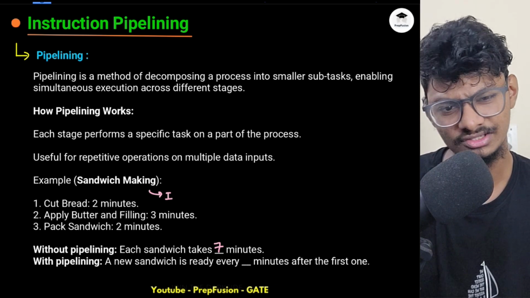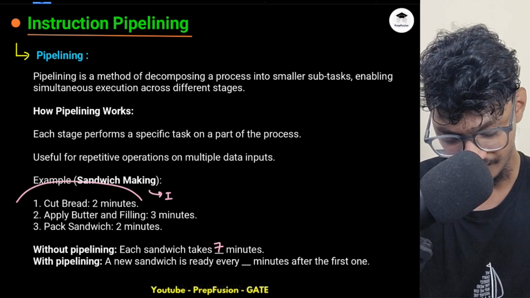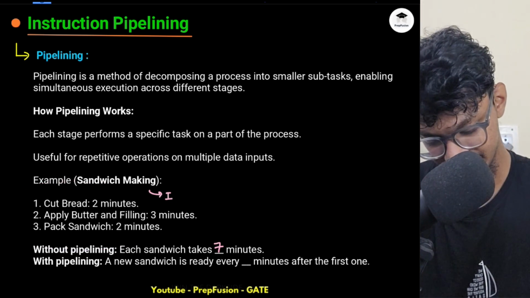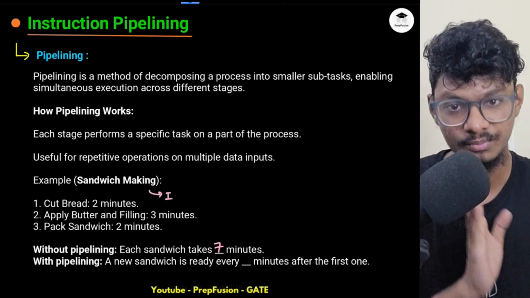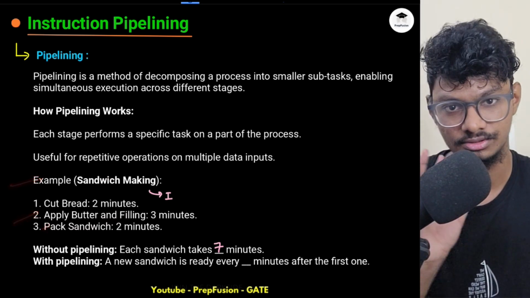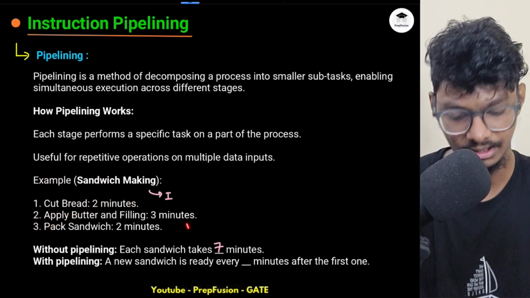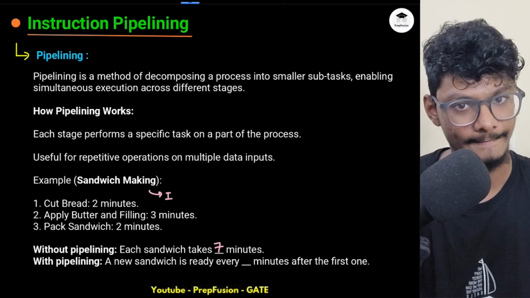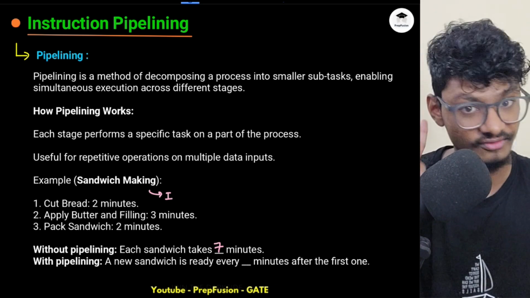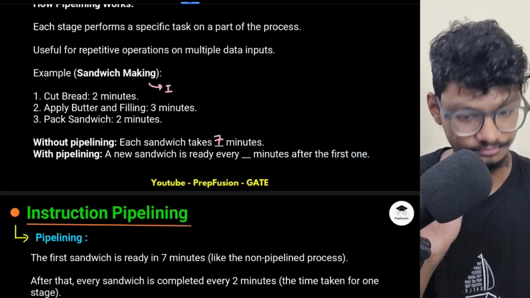Now, someone smarter, like a big company CEO or something, came to your place and told you, yeah, Rakesh, actually we can do it a bit better. We have these 3 tasks, right? 3 stages. So we can assign an individual person to each of these stages. There is person A to cut the bread, person B to apply the butter, and person C to pack the sandwich. They are different persons, so they can do tasks simultaneously. So that is what we will do.